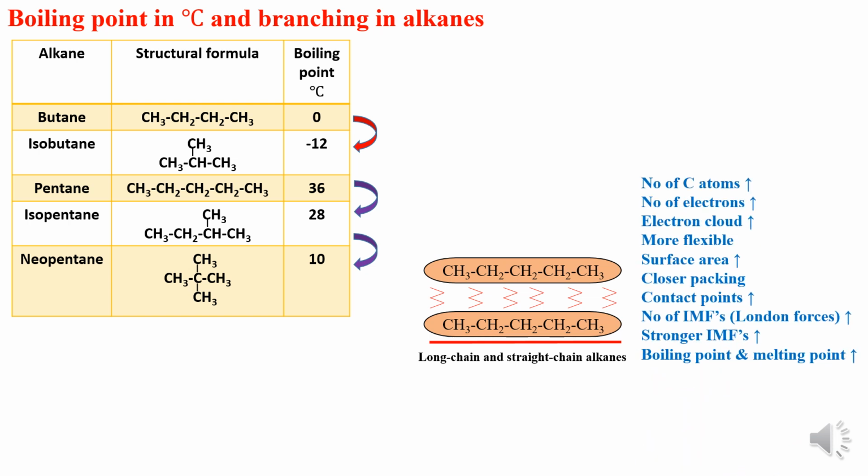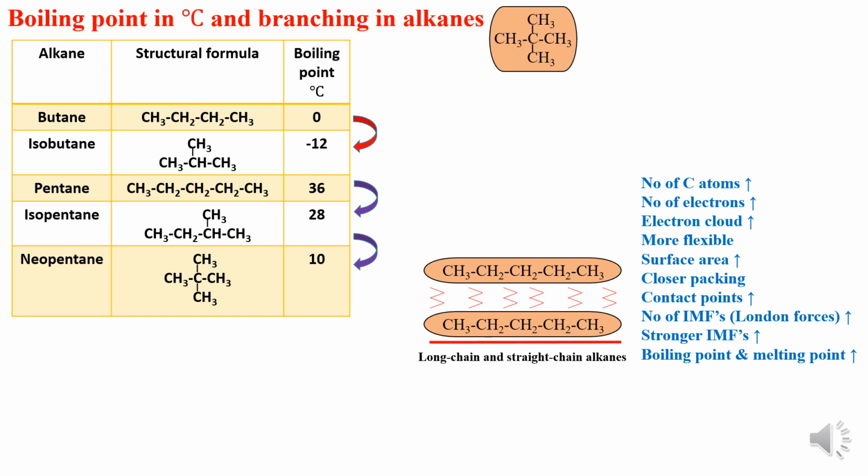So the number of carbon atoms increases, number of electrons increase, electron cloud increases, the molecule is more flexible with increase in surface area, and this leads to closer packing of the alkane molecules as more contact points are available. So the number of intermolecular forces, that is London forces, increases, and this leads to stronger intermolecular forces, and thereby we see a corresponding increase in the boiling point as well as the melting point of alkanes. The number of carbon atoms and the branching influences not only the melting point but also the boiling point of the particular class of organic compound.